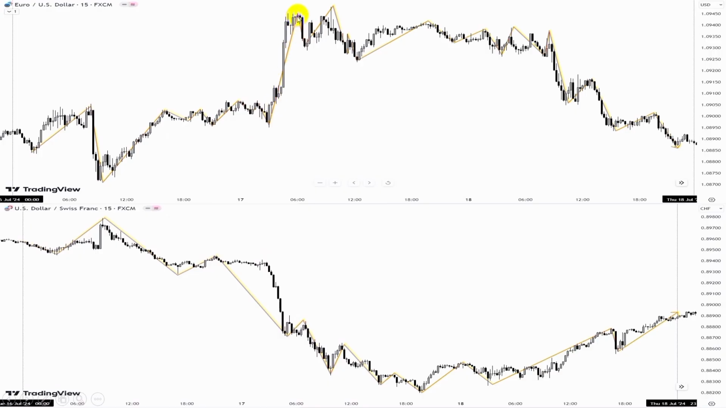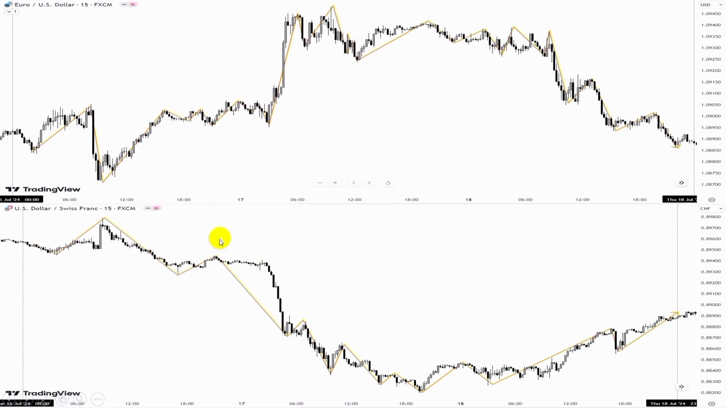So this is what we call intermarket analysis. You use intermarket analysis to confirm the trades you're trying to execute in a certain currency pair. So basically, if you're looking to buy the Euro USD, then for a negatively correlated pair, you should be looking to sell the USD CHF. But for a positively correlated pair, if you're looking to buy Euro USD, then be looking to also buy GBP USD.